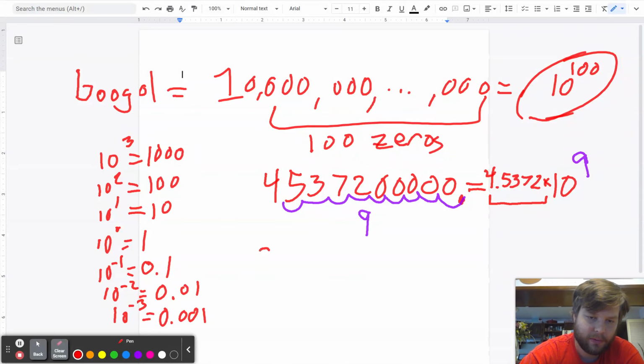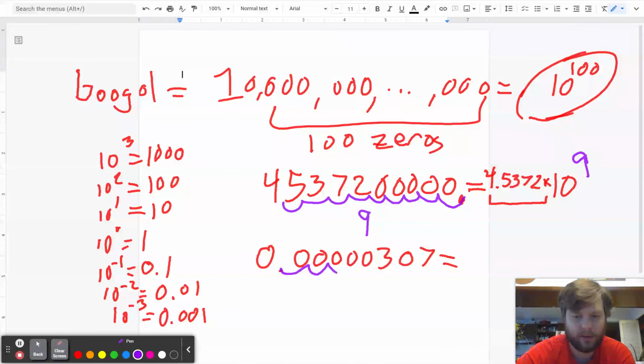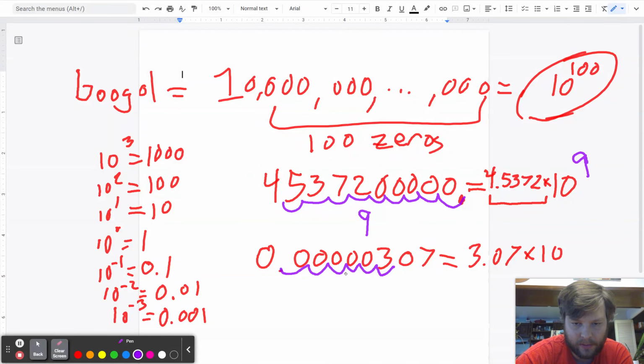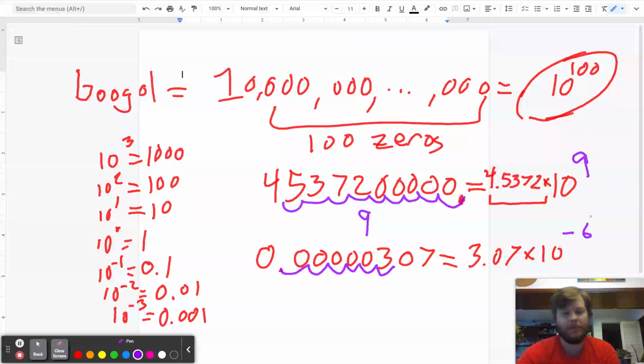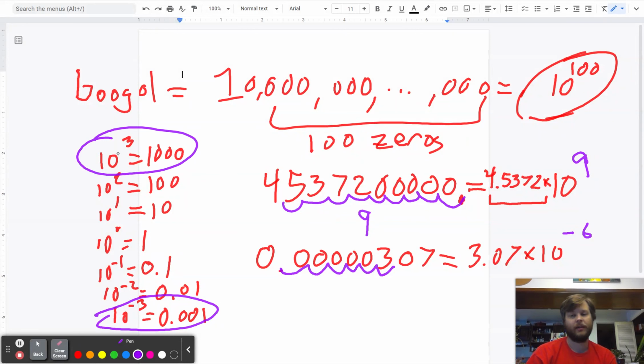Scientific notation could also be used for really small numbers, like 0.0000307. Let's play the same game. We're just going to count in the other direction. 1, 2, 3, 4, 5, 6. I always want to put it after the first significant digit. So I will have 3.07 times 10. And I forgot what I counted. I think it was 6. 1, 2, 3, 4, 5, 6. But it's a negative 6 here because I had a really small decimal. And remember that the negative powers of 10 are the ones that are small numbers. The positive powers of 10 are the big numbers.